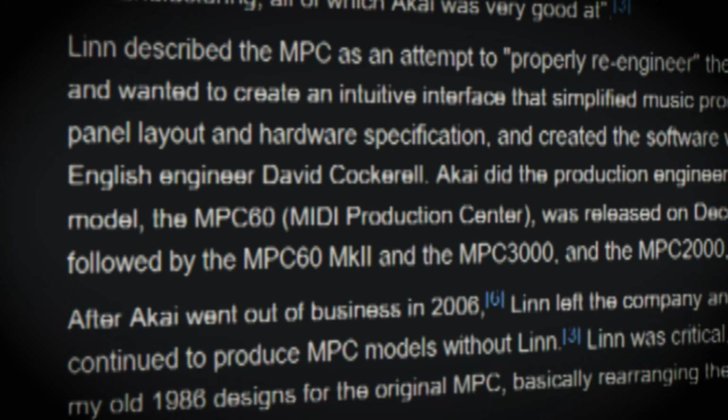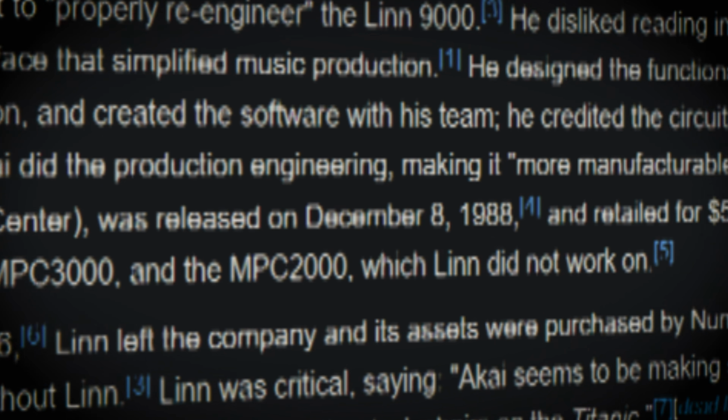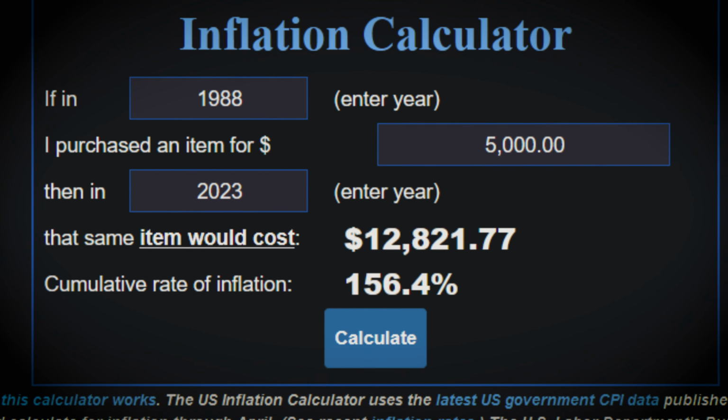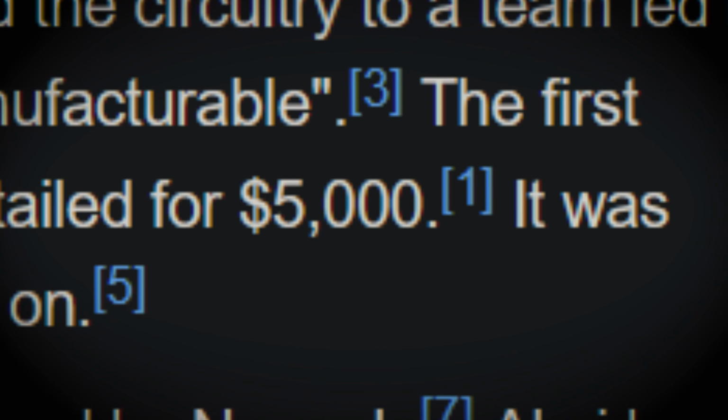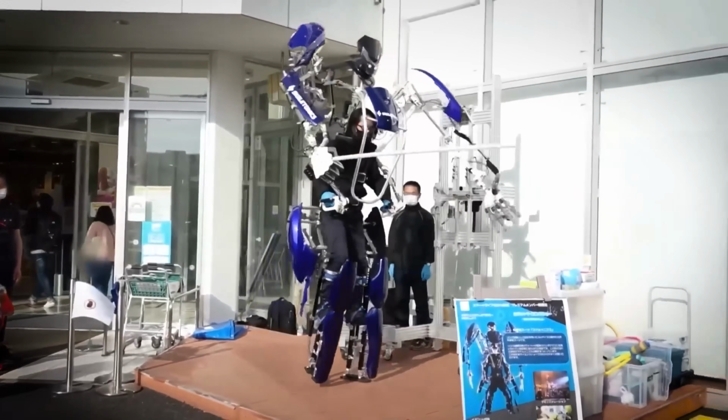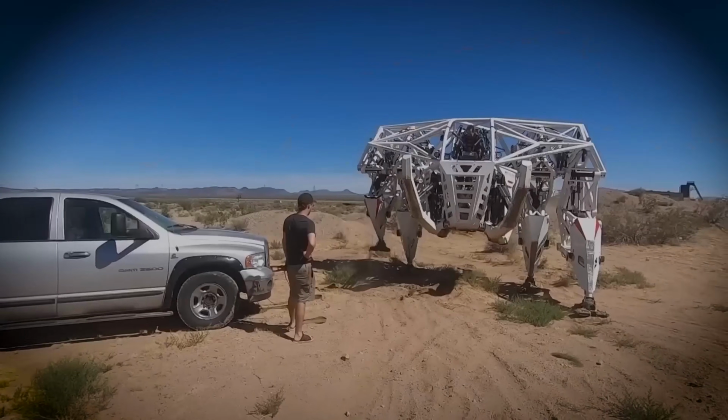So I do think Sight made a few good points in this podcast. I can't remember exactly what MPC he referenced in his podcast, but the MPC 60 adjusted for inflation would cost almost $13,000 nowadays versus what it would cost in 1988, which was $5,000. It's also worth keeping in mind though, as technology progresses, it gets cheaper because it becomes easier to mass produce.